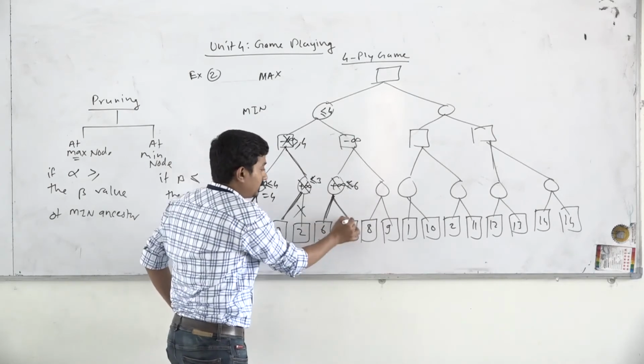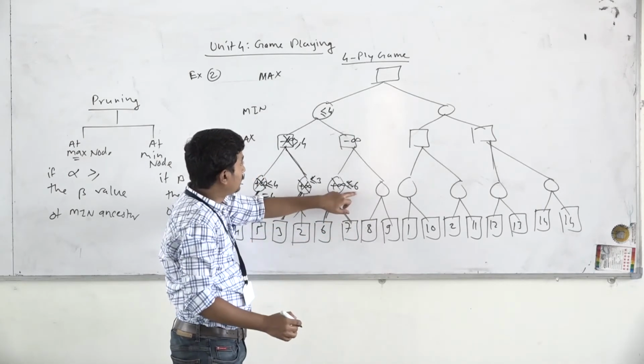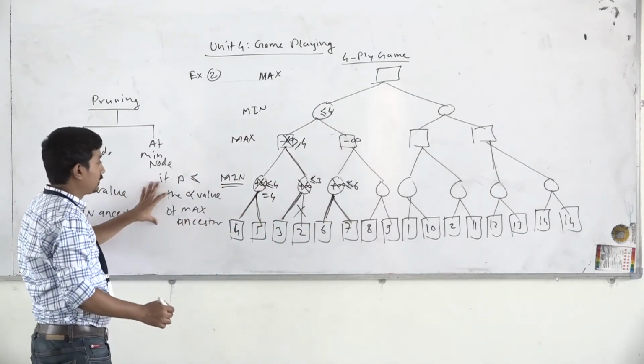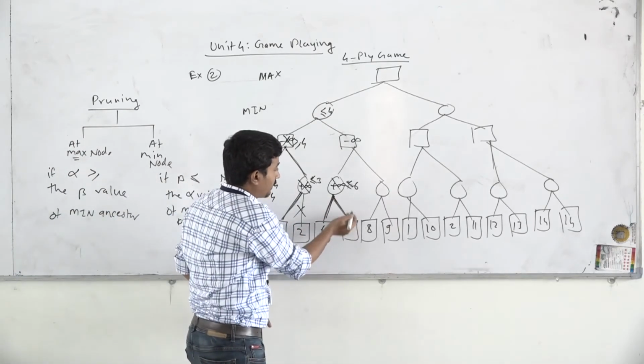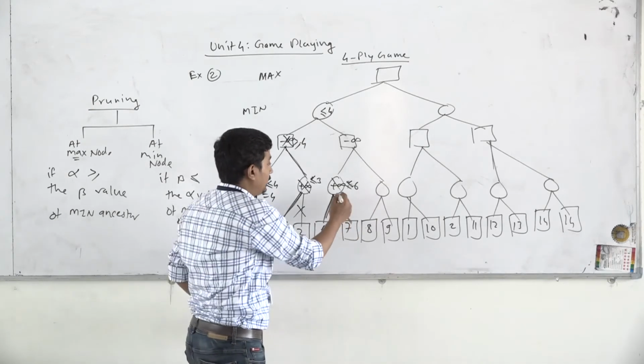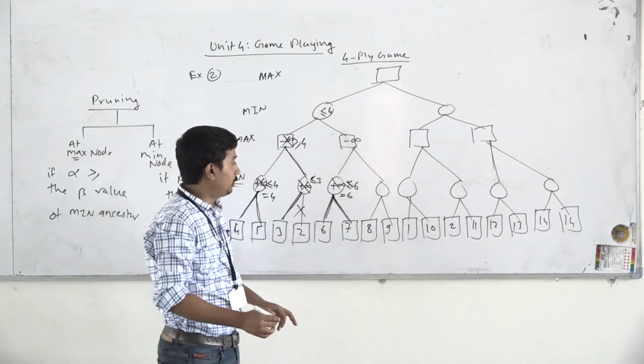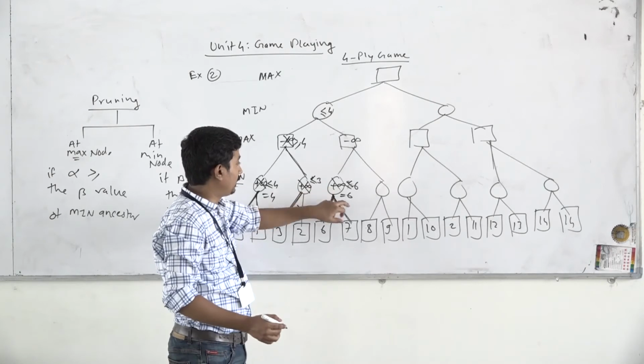Then we have to traverse this 7, because 6 is greater than 4, right? So this condition is not satisfied. So 7 is visited. As 7 is greater than beta, there is no change in the beta, so it will become an exact value. So the minimax value of this node becomes 6.